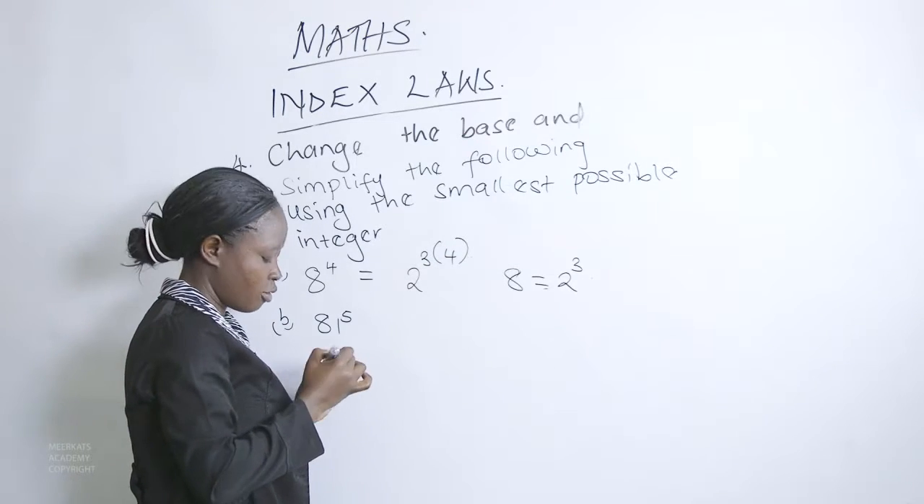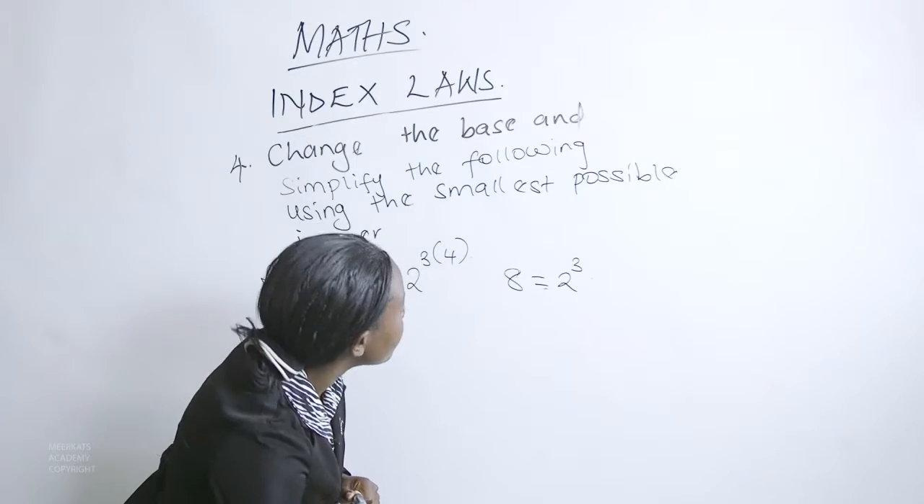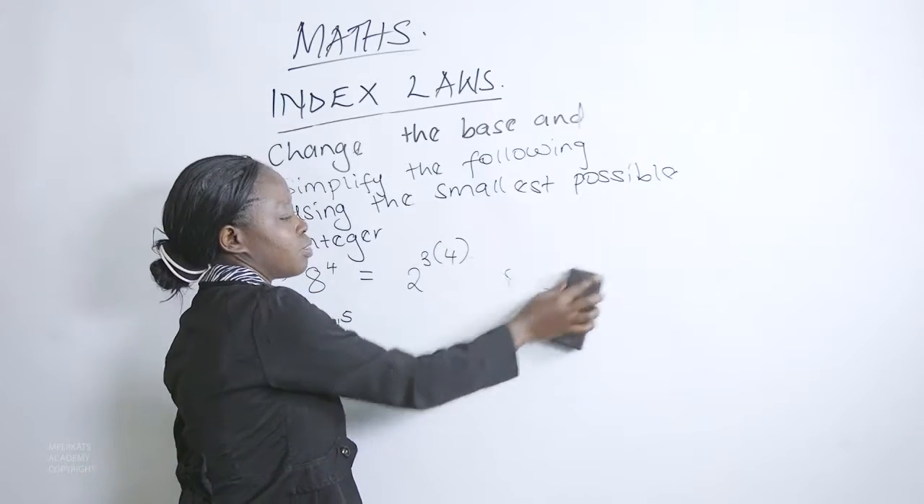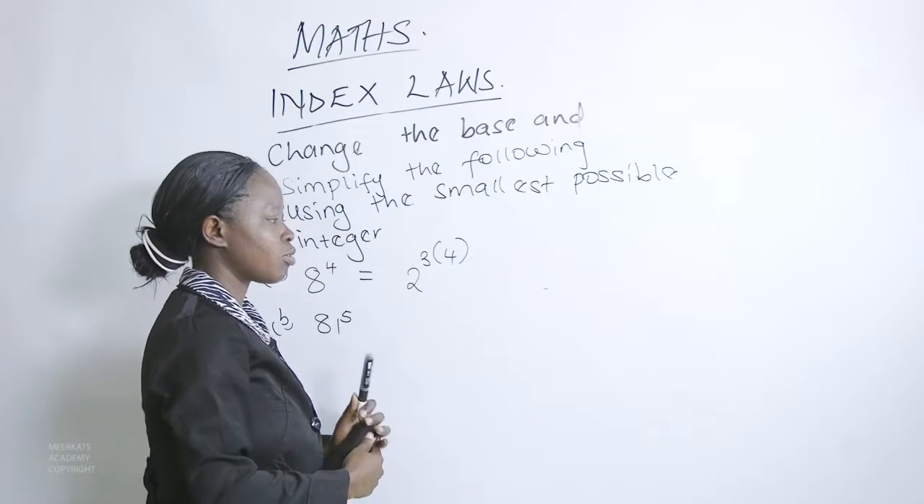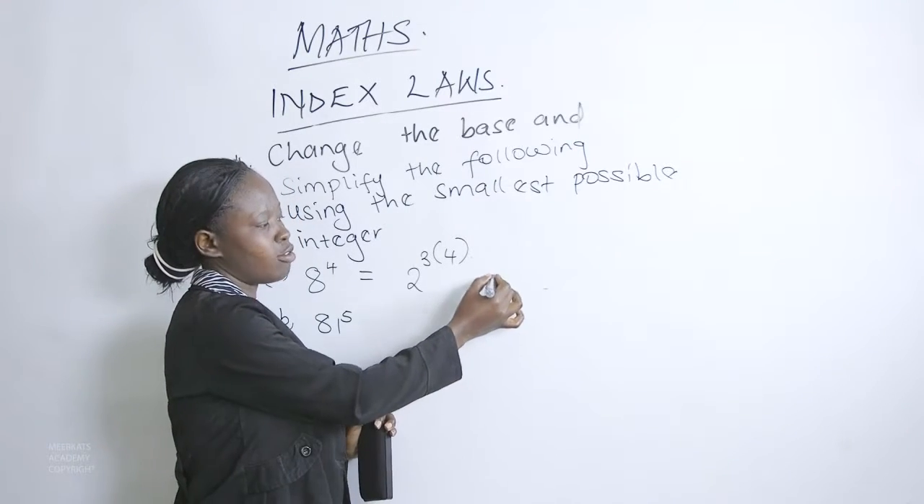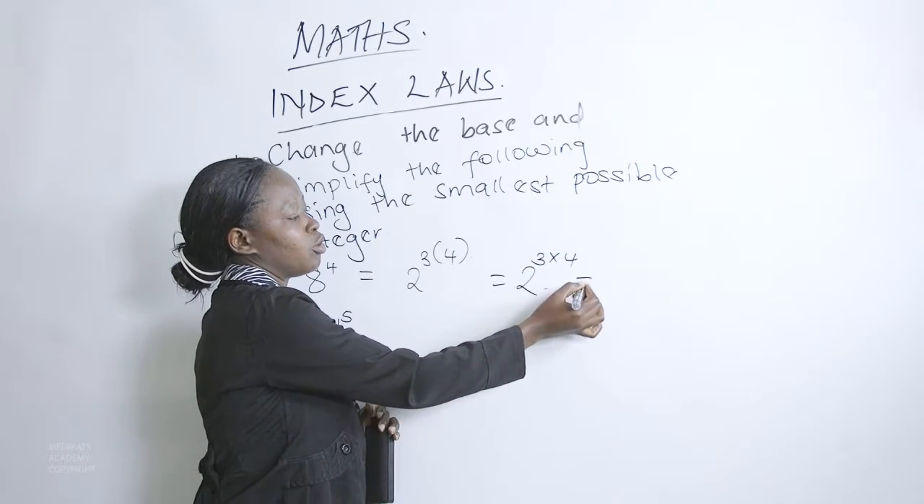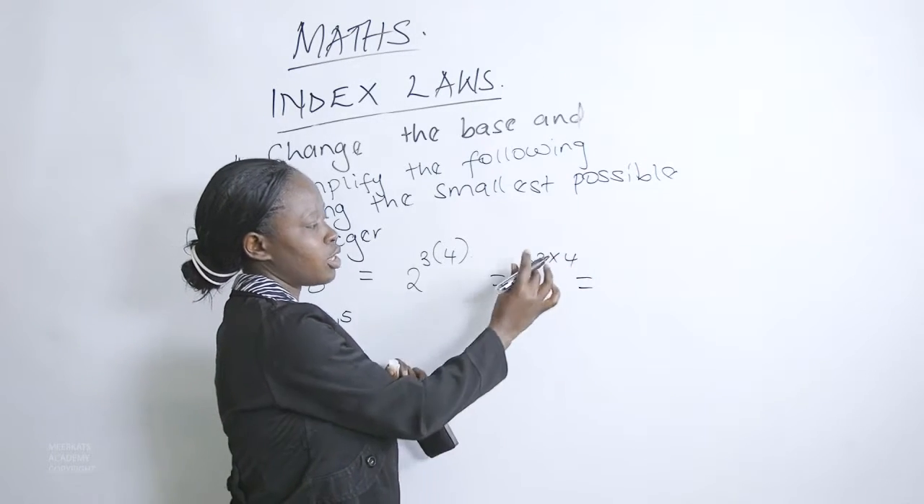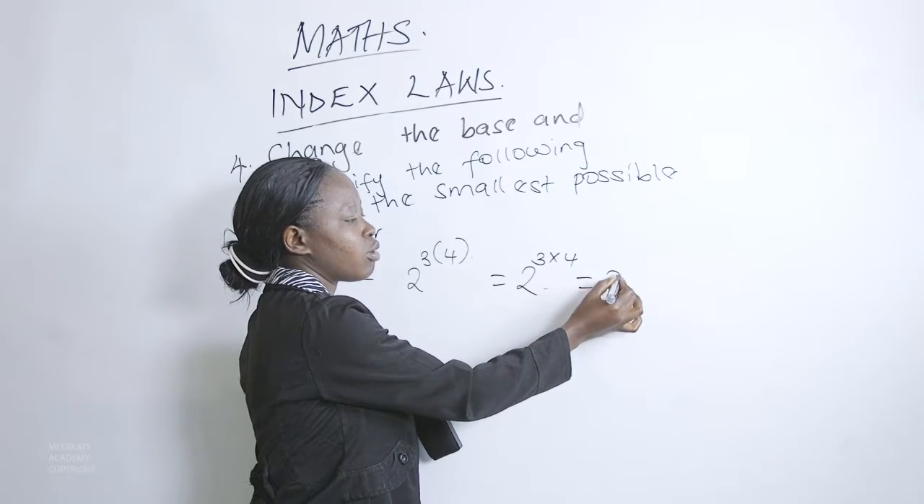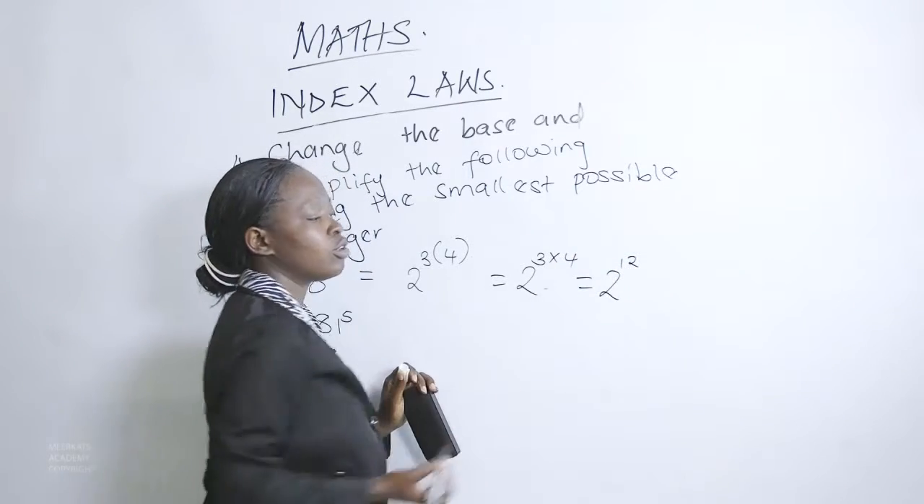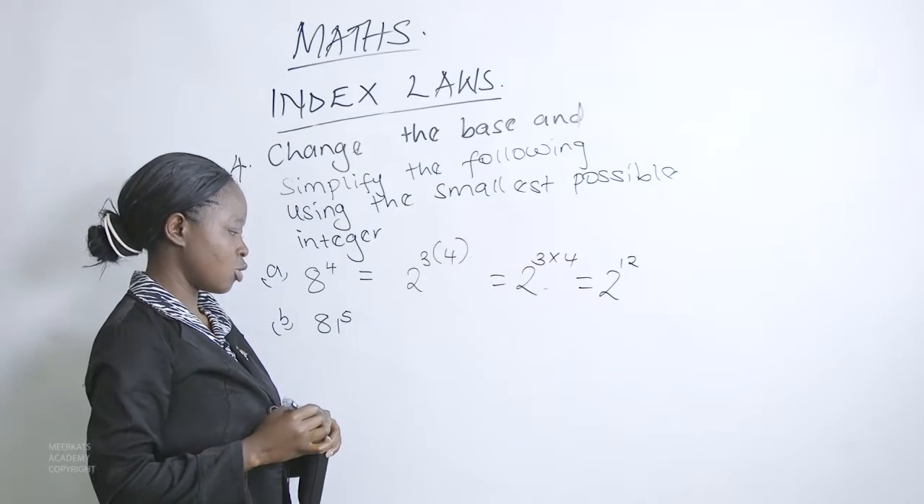So this means that I'll have 2 to the power of 3 to the power of 4. And when we have a power of a power, we simply multiply the powers to get the solution. So this means that I'll have 2 to the power of 3 times 4. 3 times 4 is 12. So I'll have 2 to the power of 12 as the solution.